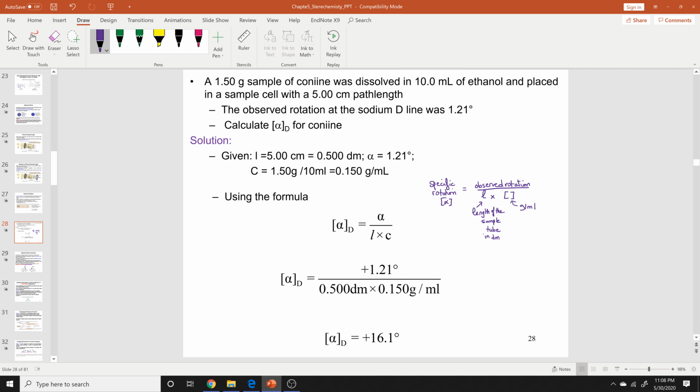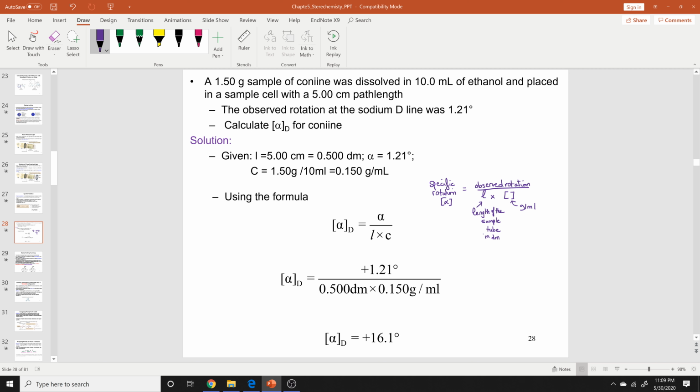This is an example given: a sample was dissolved in that much volume of solvent. So you need to make a solution, and then you need to put it in the sample cell. The length of the sample cell is 5 centimeters, so you have to change this into decimeters.